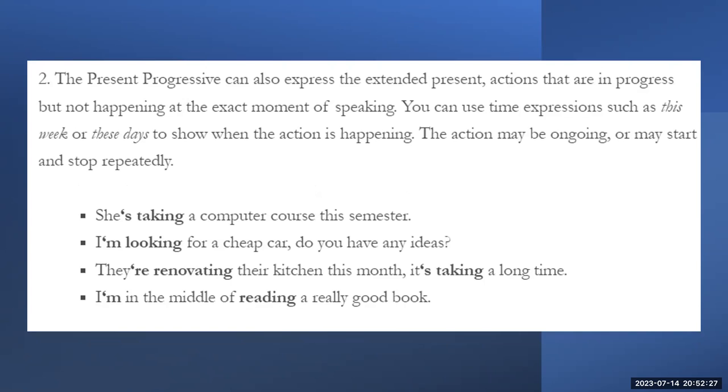The present progressive can also express the extended present action that are in progress but not happening at the exact moment of speaking. El presente progresivo también puede expresar alguna intención de algo en el presente, acciones que están en progreso pero que no están sucediendo al momento exacto de hablar. You can use time expressions such as this week or this day to show when the action is happening. The action may be ongoing or may start and stop repeatedly. For example, she's taking a computer course for this semester. I'm looking for a cheap car. Do you have any idea?